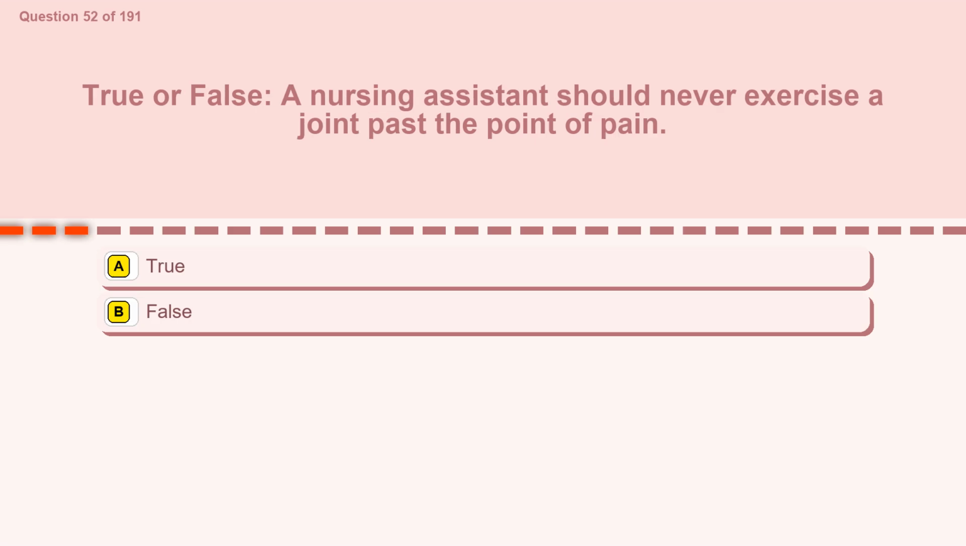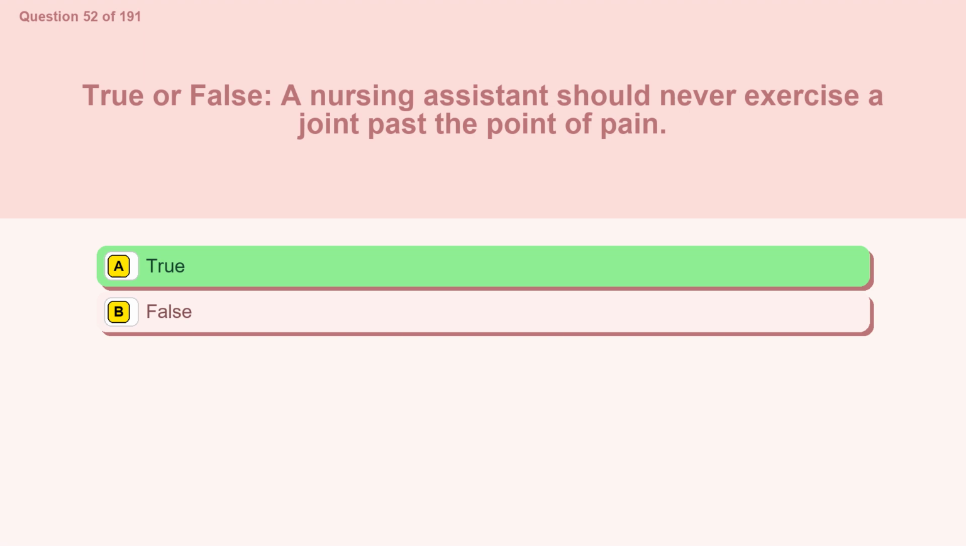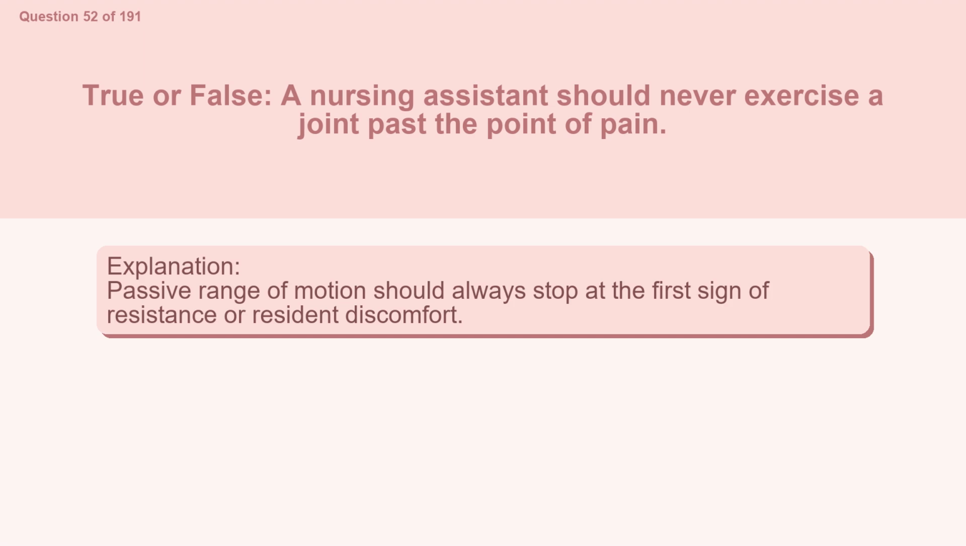Question 52. True or false, a nursing assistant should never exercise a joint past the point of pain. Option A. True. Option B. False. The correct answer is option A. True. Passive range of motion should always stop at the first sign of resistance or resident discomfort.